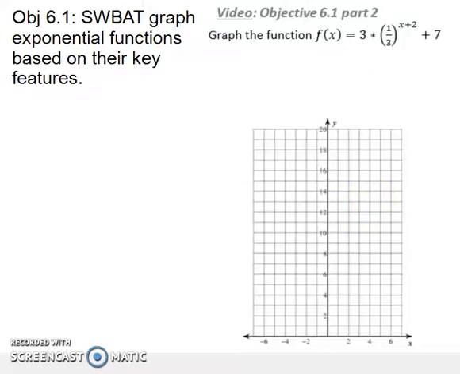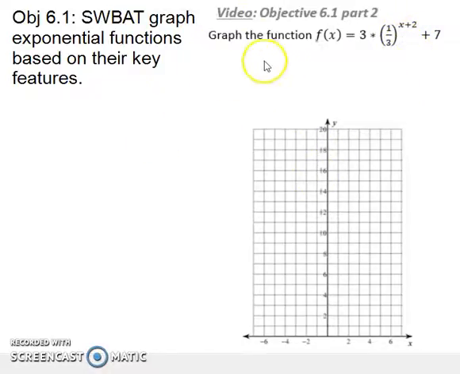Alright, today our video is part 2 of objective 6.1. We're still graphing exponential functions based on their key features, but you notice now we've got some new changes. We've got a vertical shift. This has gone up 7, and we also have a horizontal shift. This has gone left 2. These are the same rules they've always been for transformations, but it will make this a little more complicated.